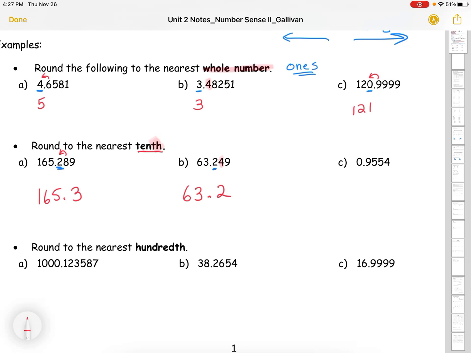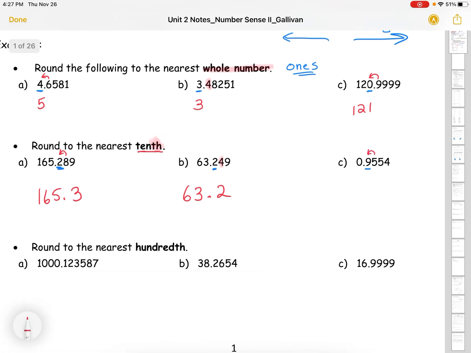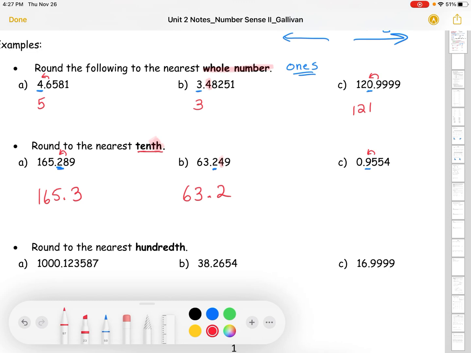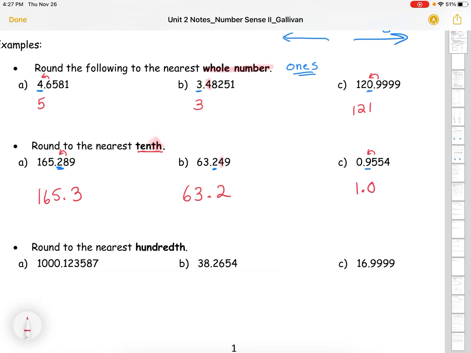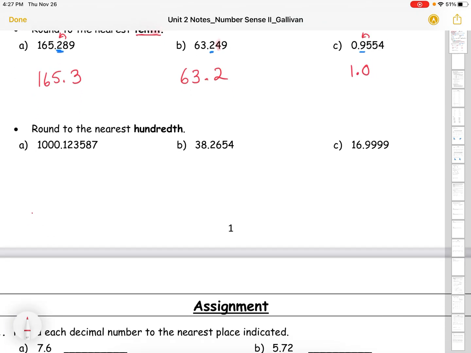Here, we're looking at the tenths, so we're going to underline that number in the tenths column. In this case it is a 9. Then we're going to look at the number to the right of the 9. It's a 5. It's between 5 and 9, so we round up. Now, what happens here? When we round up, it rounds this up to 10. Well, that means we have a 1 there, and in this case, we would put a 0 because we're rounding to the tenth. So we need a number in the tenth spot.